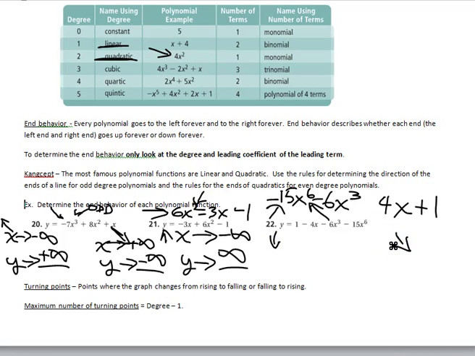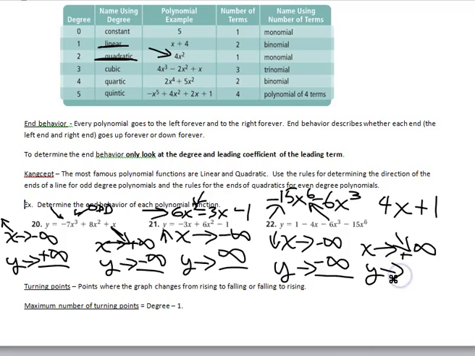How do I write that in math? The left end is x goes to negative infinity. The right end is x goes to positive infinity. We determined the left end would go down to negative infinity, and the right end will also go down to negative infinity. So we fill in negative infinities like that. That is how you figure out the end behavior, and that's how you write it.